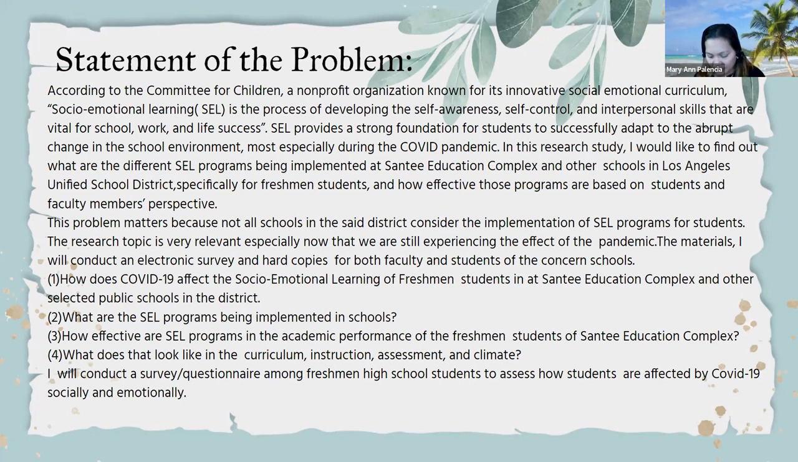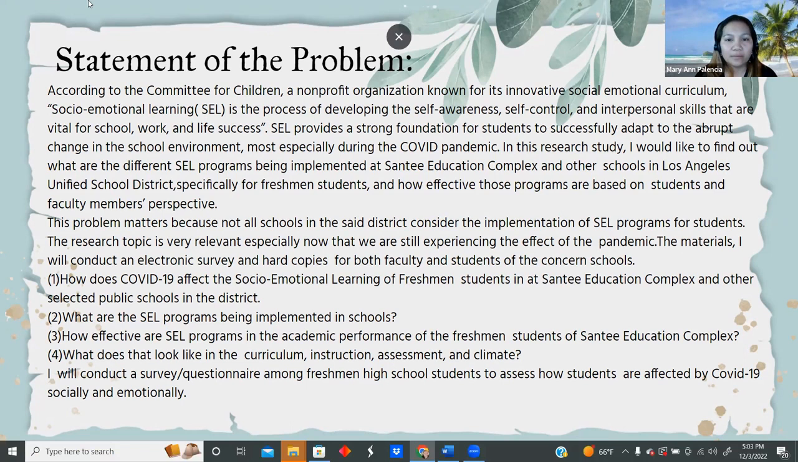For the materials, I will conduct an electronic survey and a hard copy for both faculty and students of the concerned school. And these are the questions that I aim to answer: how does COVID-19 affect the socio-emotional learning of freshman students at Santee Education Complex and other selected public schools in the district? The second question is, what are the SEL programs being implemented in those schools? How effective are SEL programs in the academic performance of the freshman students of Santee Education Complex? And what does that look like in the curriculum, instruction, assessment, and climate?